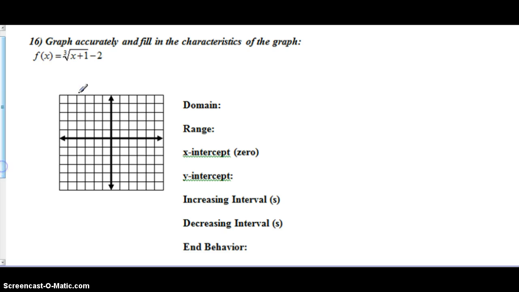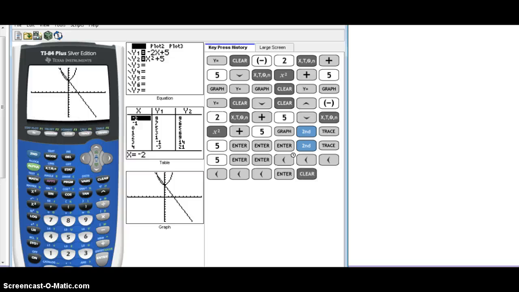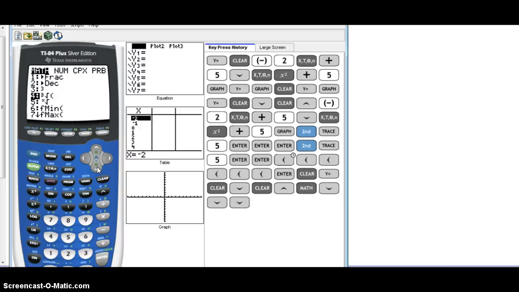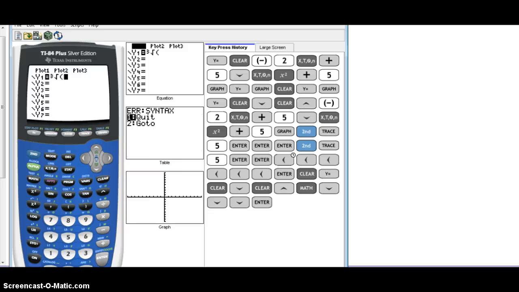And we want to graph our cube root and then talk about the characteristics. So let's try this with the calculator, and just make sure you know how to put the calculator in with the cube root. So let's clear out the functions from the last problem we did together. And for the cube root function, remember we're going to hit math and then go down to number 4. And then we want to hit x plus 1.